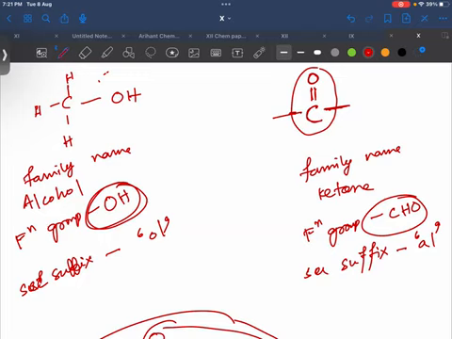For it to be a ketone, you need carbon on both sides. So it should be attached to carbon, both sides. If by mistake one side is hydrogen, then it will become an aldehyde. Look carefully, this has become an aldehyde.